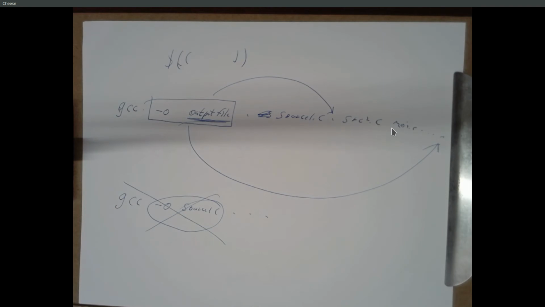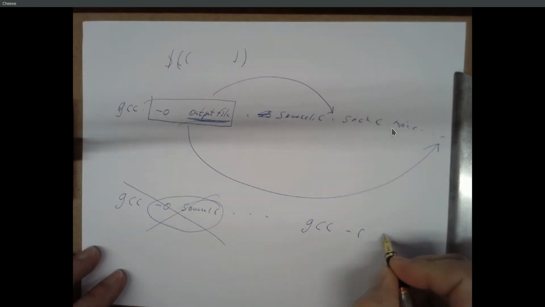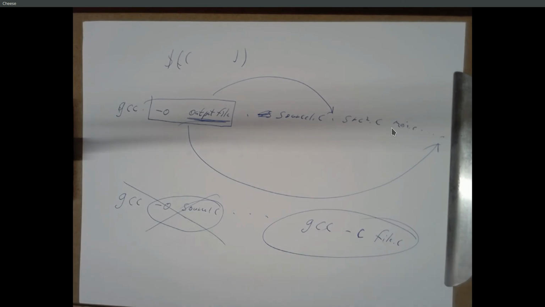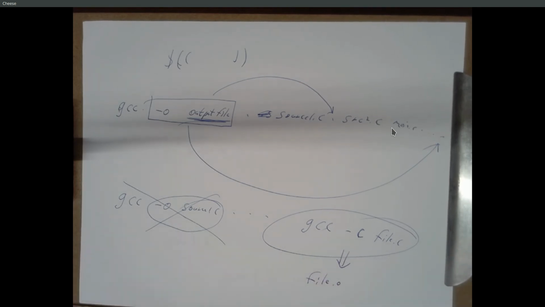What does -c do? So -c says I don't want to build an executable file yet. I just want to do the compile part of this and create a .o file, which we call an object module.